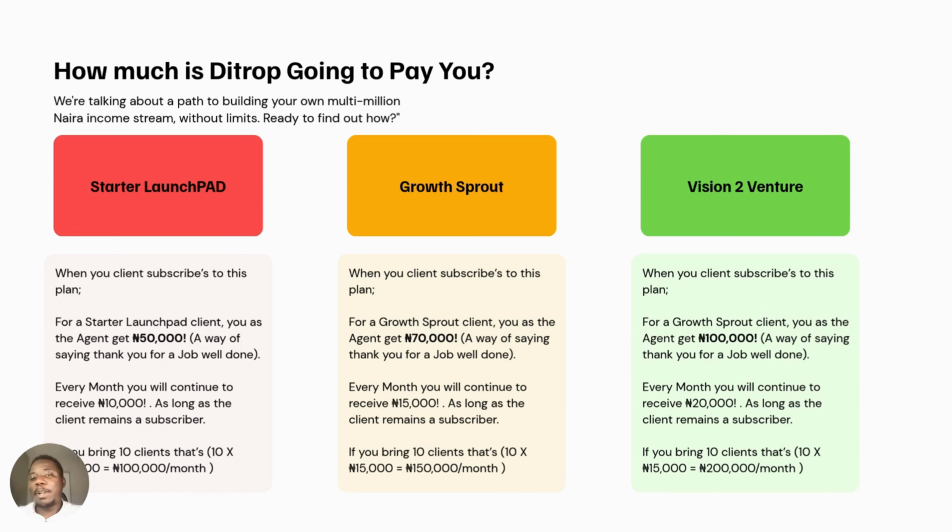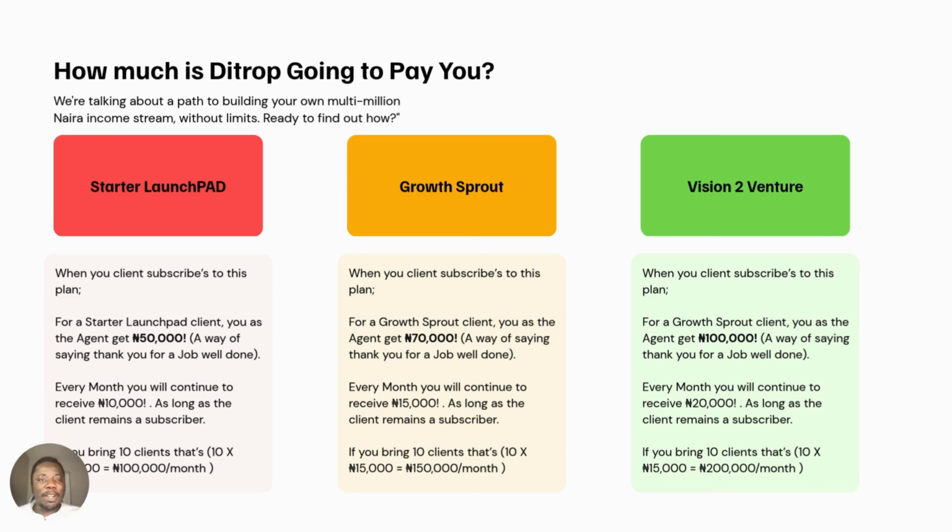We categorize our plans into three categories. The Starter Launch Pad, from the name, is for businesses that are just starting out. Let's say you want to start selling wigs. You're just starting out and you need somebody to build your website, a social media manager, a content creator, and customer support. Having all of these people on your team will make your work better, but we're coming back to that.